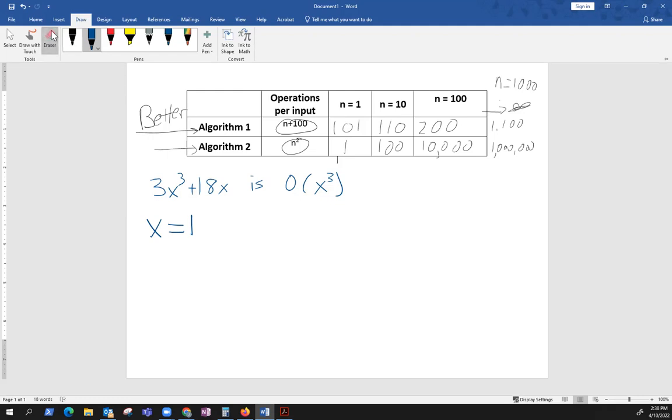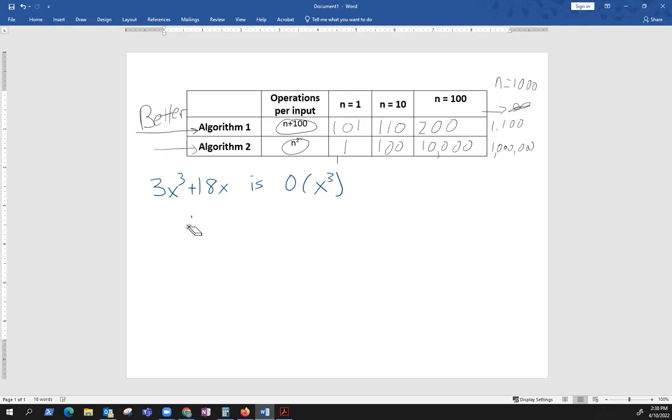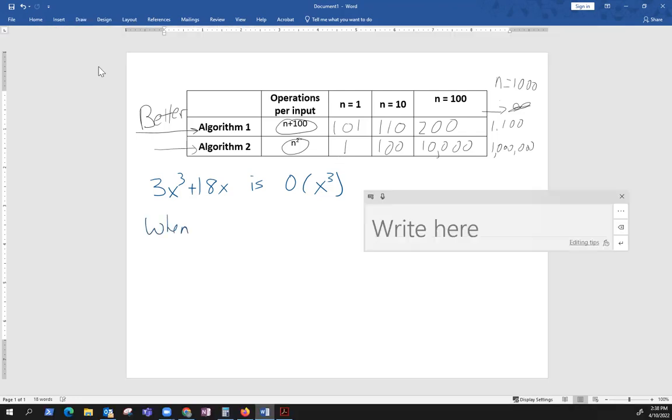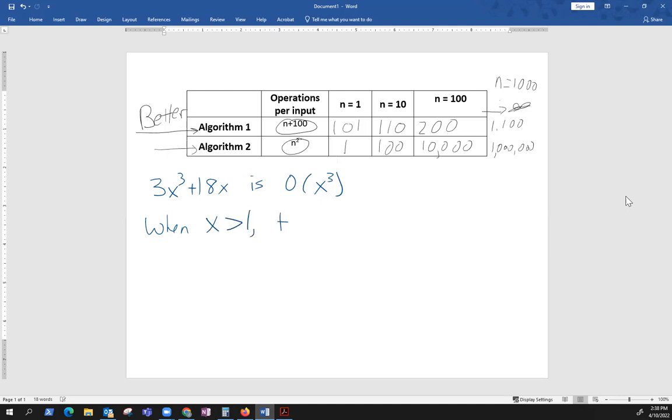And in fact, I don't want to say x equals 1. I want to say that when x is bigger than 1, then I'm going to have that 3x cubed, so nothing's going to change with this term. I look at these term by term. So no change here. But 18x is going to be less than or equal to 18x cubed.